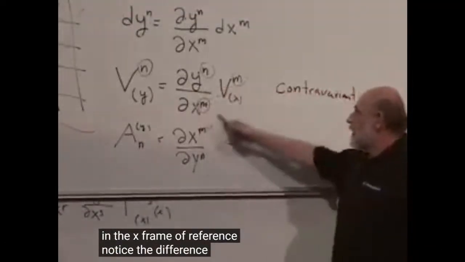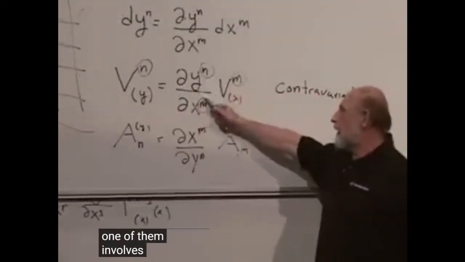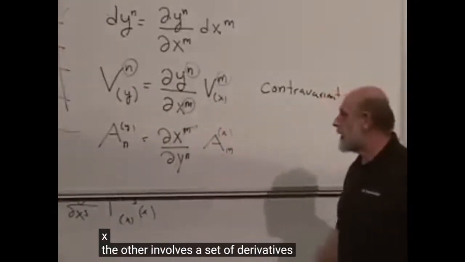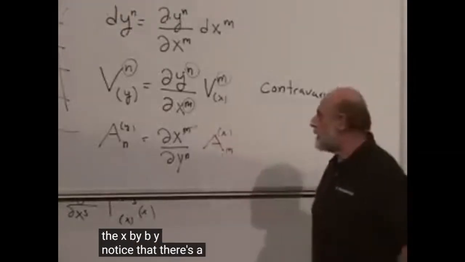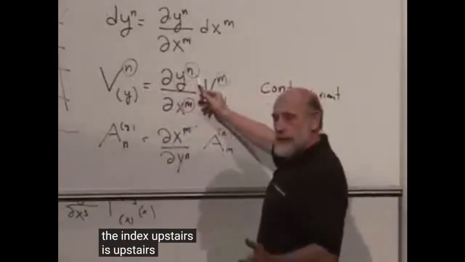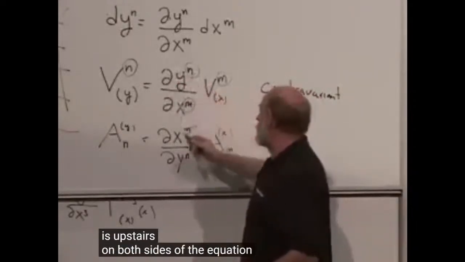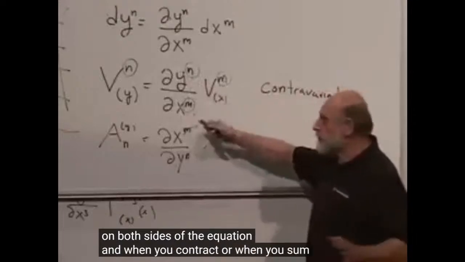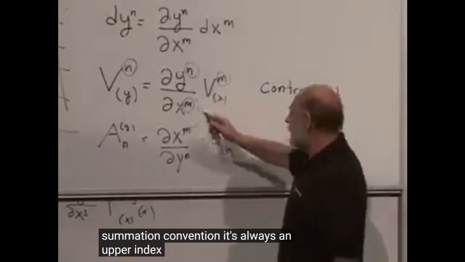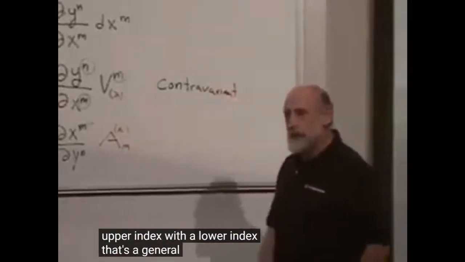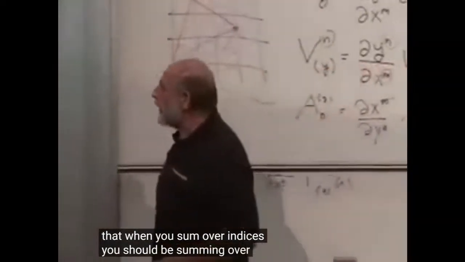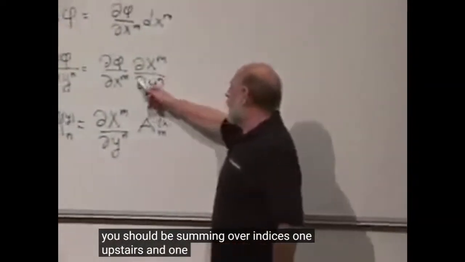Notice the difference. One of them involves the set of derivatives dy by dx. The other involves a set of derivatives dx by dy. Notice that there's a very nice pattern here. The index upstairs is upstairs on both sides of the equation. And when you sum over indices using the Einstein summation convention, it's always an upper index with a lower index. That's a general rule: when you sum over indices, one should be upstairs and one downstairs.